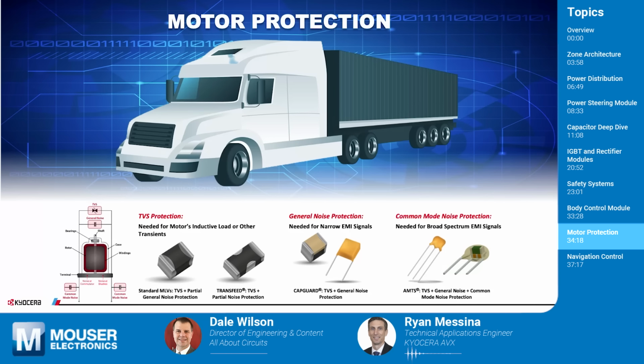And here we're maintaining the theme of protection and motor protection. A TVS will protect against transient strikes, or an MLV, but you also need a cap to filter out the noise going to the motor, which brings into play the cap guard that you see at the bottom there. Noise can occur on the VCC and ground lines, in both directions. So you have what's called a general noise, or a differential mode noise, that can be filtered out using the cap guard.